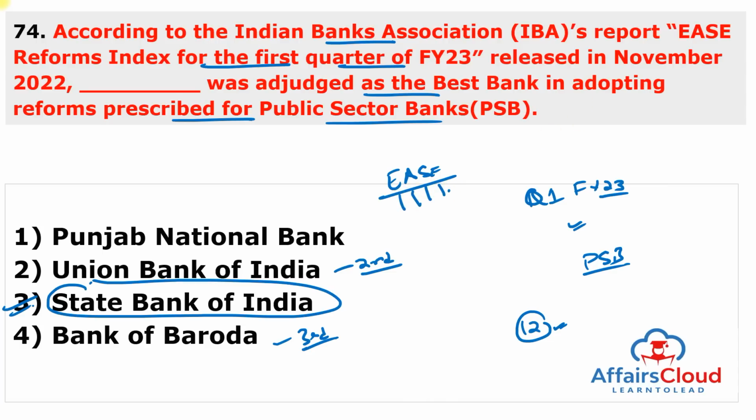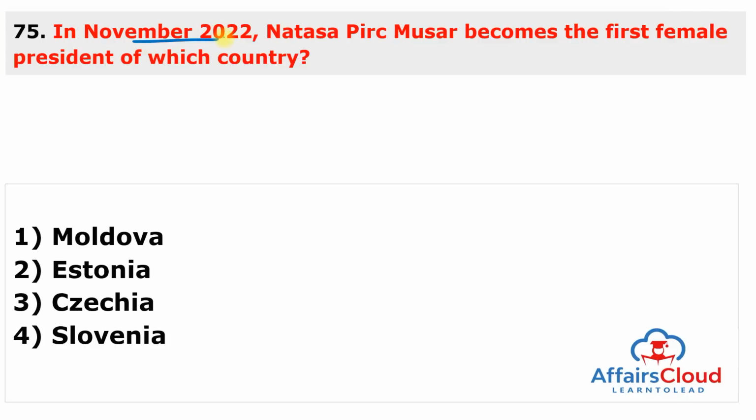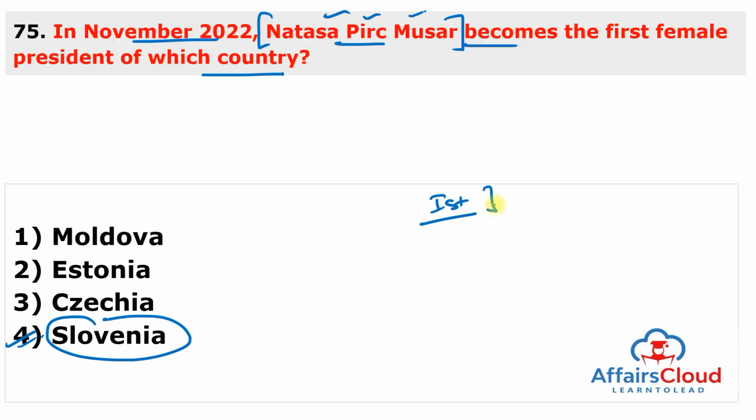Moving to next question. In November 2022, Natasa Pirc Musar becomes the first female president of which country? Again, very important name, Natasa Pirc Musar, and she becomes the first female president of Slovenia. Answer of this question is 4. So, lawyer Natasa Pirc Musar won the second round of the Slovenia's presidential election and is said to become the first female president of Slovenia.